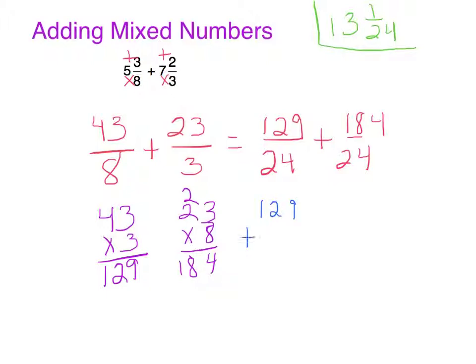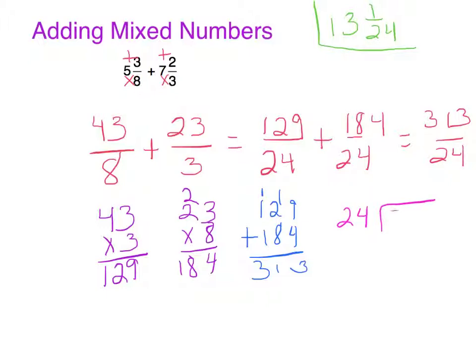129 plus 184 is 313. 24 goes into 313 13 times with 1 left over.